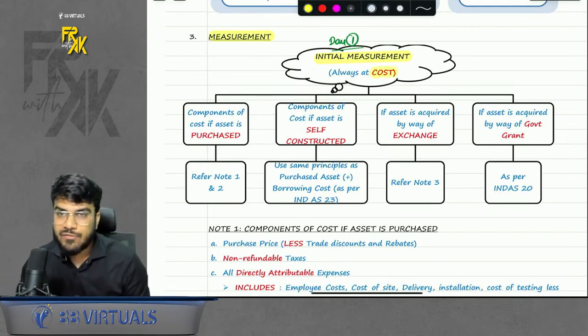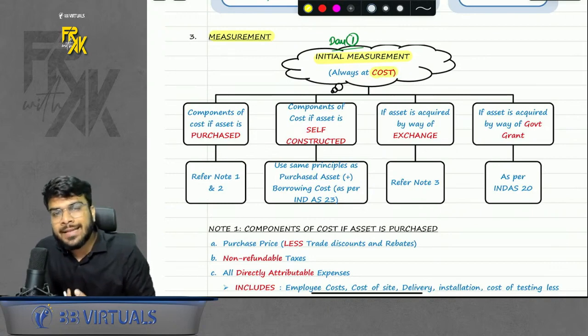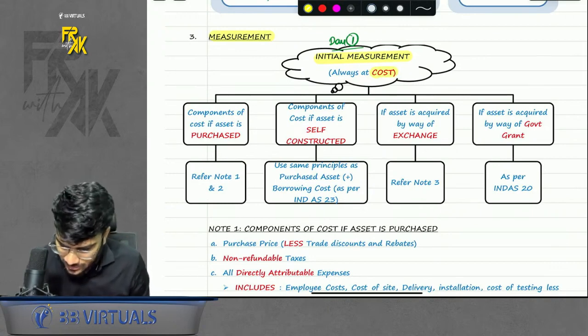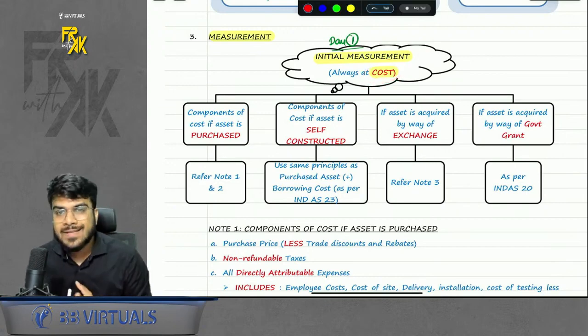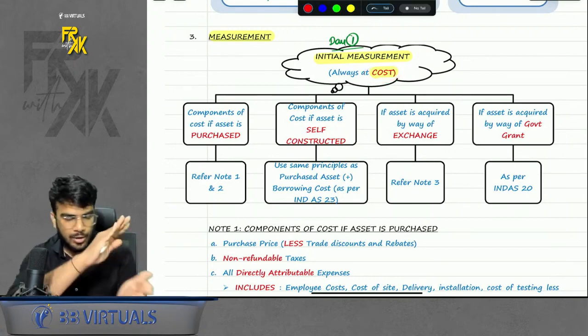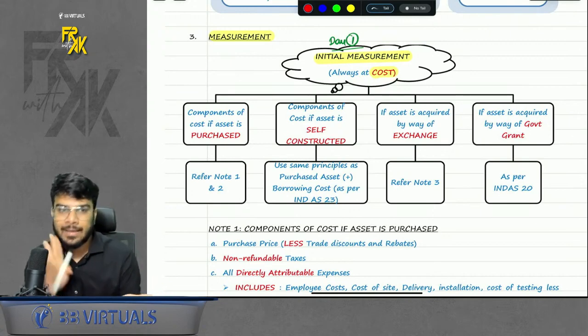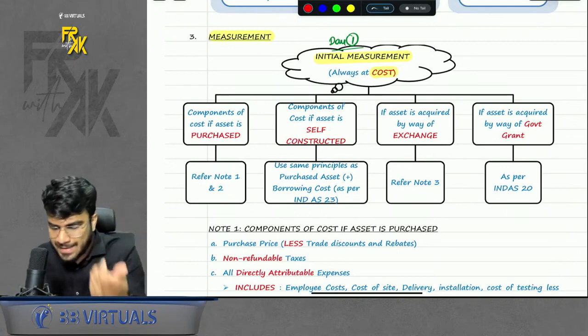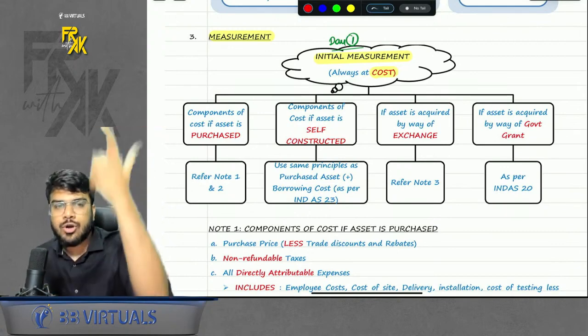Now what is the meaning of cost? What all things will be included in cost? That is our next concern. What all things will be included in cost? That is our next point, right? We know that on day 1 we have to record the PPE at cost. But what will be the cost of PPE? What all expenses should be added to the cost of PPE?